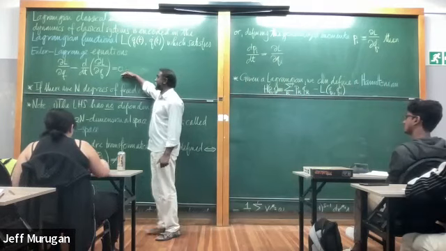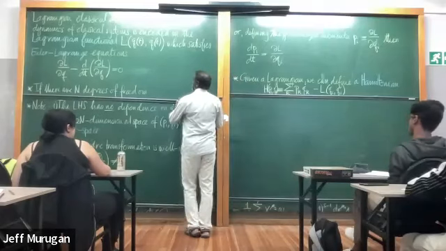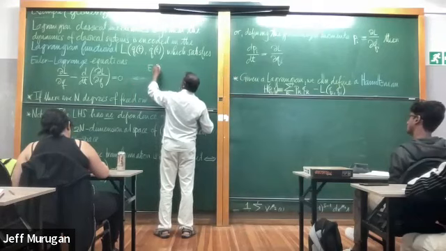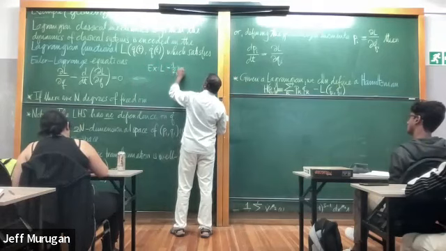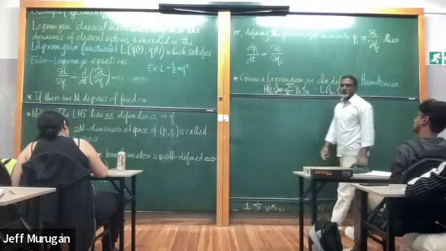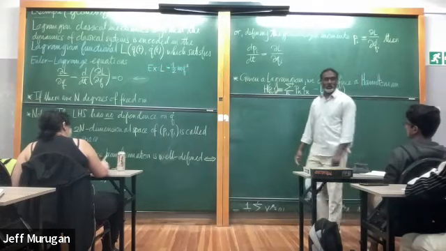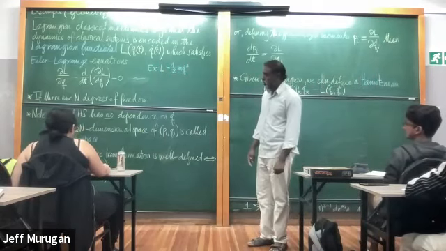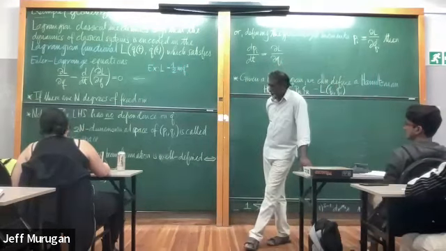So for example, if you take the Lagrangian to be for a free particle, L is taken to be a half q dot squared. So this is the Lagrangian for a free particle. There's no potential or particle interaction, just the kinetic energy.